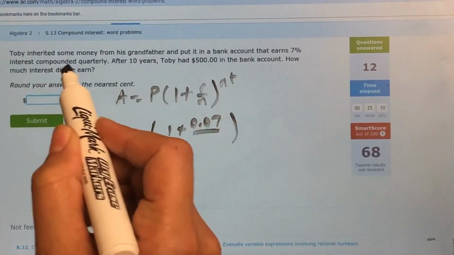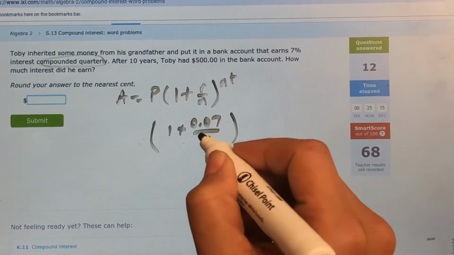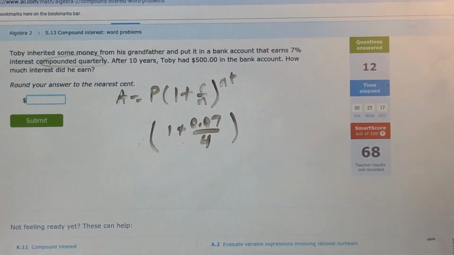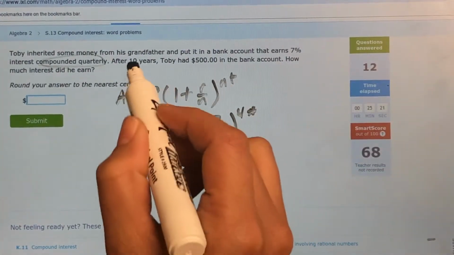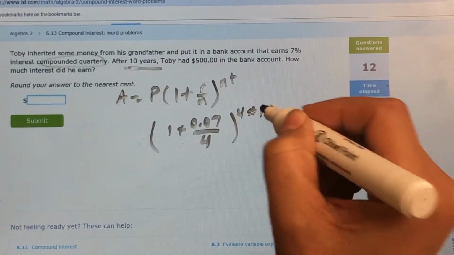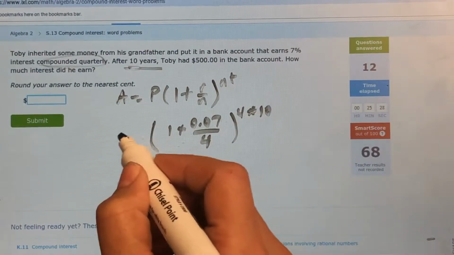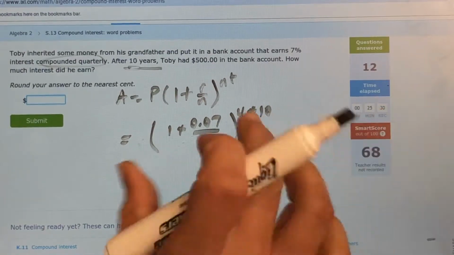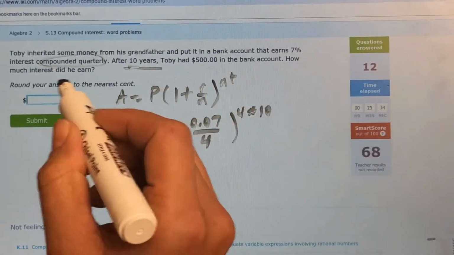All right. Compounded quarterly. So that's my N. So quarterly is what? 4. There are 4 quarters in a year, and that's my N. So 4 times. After 10 years, so that's times 10, Toby has 500 in the bank. So he had 500 after he got the interest. So that's the A. So that's 500. How much interest did he earn?